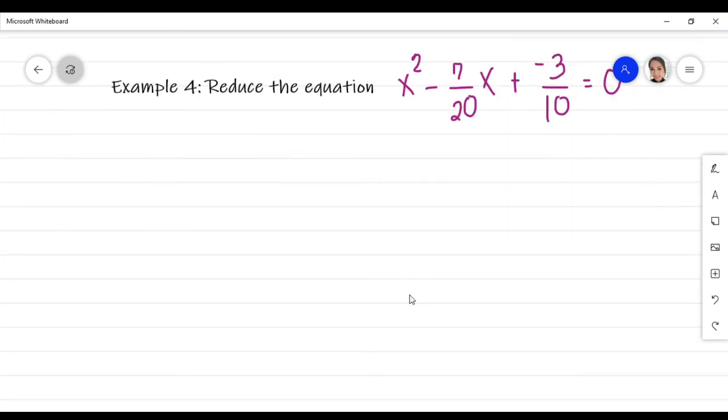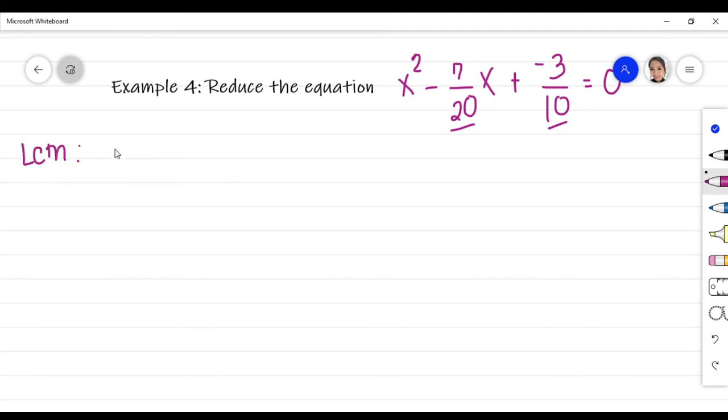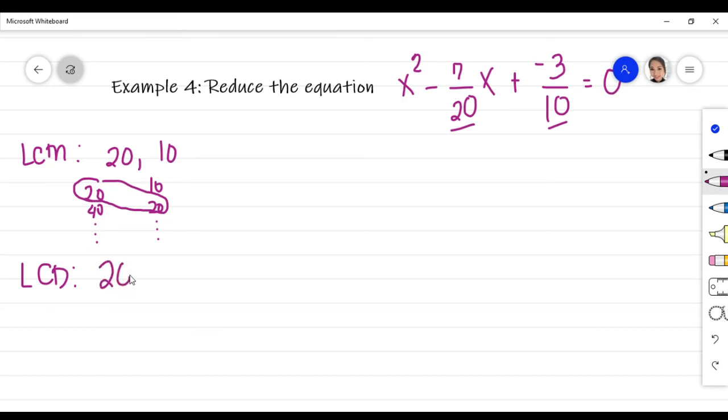Reduce the equation x squared minus 7 over 20x plus negative 3 over 10 equals 0. So look at our denominators. We have here 20 and 10. So what's the LCM for 20 and 10? So remember our LCM review earlier. So let's list the common multiples of 20. We have 20, 40, and so on. For 10, we have 10, 20, and so on. So their LCM is obviously 20. Therefore, our LCD, because it's already in the fraction form, would be 20.